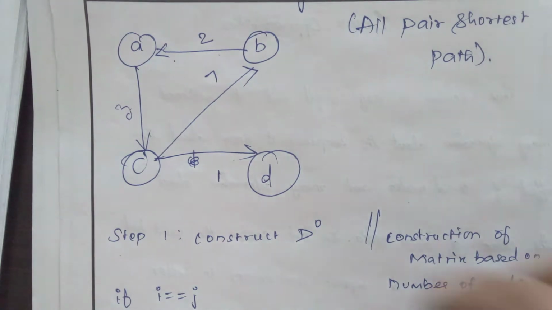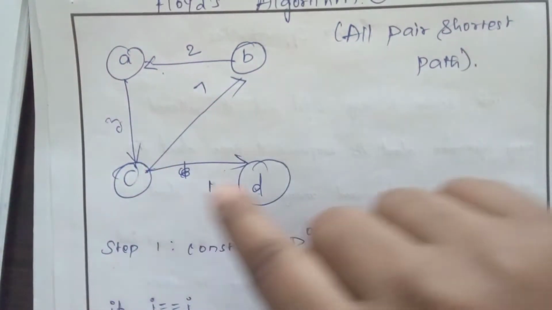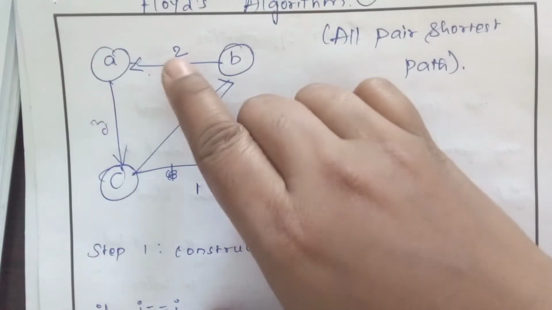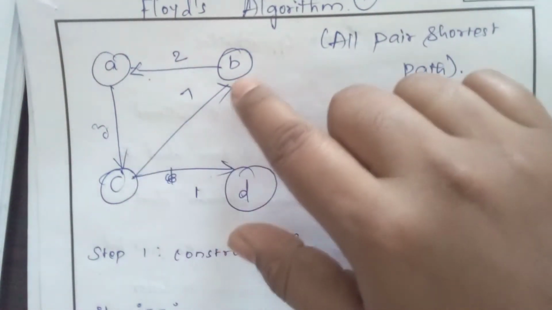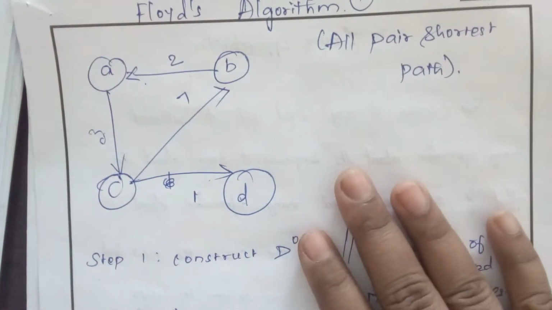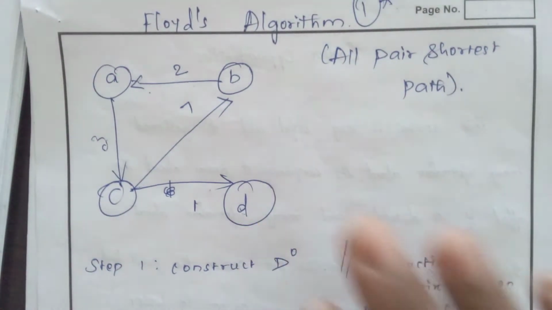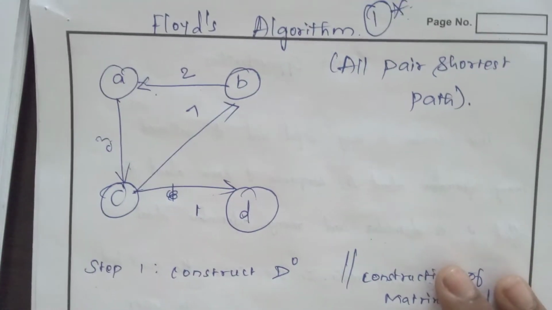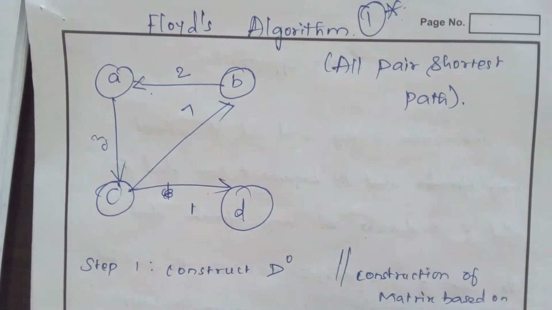Now see here, A, B, C, D are the nodes, and those are edges. They have separate weights. It is a directed graph, as the arrow symbol is there. Now see how it is solved in Floyd's algorithm. There are many steps. Let's start with the first step.